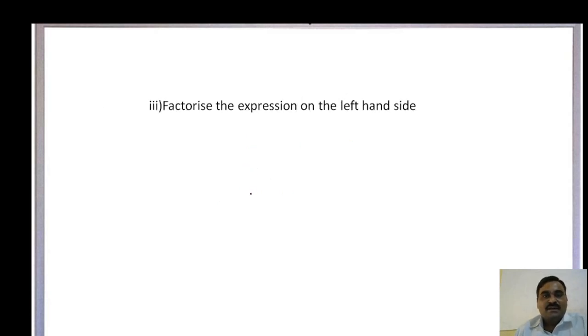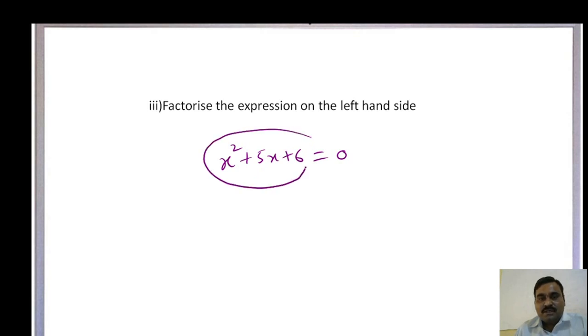The next step is to factorize the expression on the left side. For example, after simplifying you got x square plus 5x plus 6 is equal to 0. The quadratic expression on the left side has to be factorized. How to factorize? It's a trinomial. In the factorization techniques, we have the splitting of the trinomial technique. By splitting the middle term, we have to factorize this.